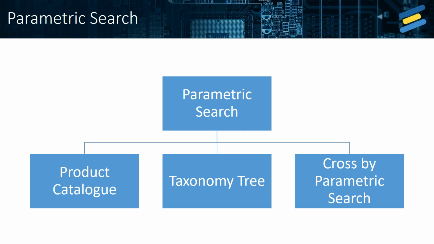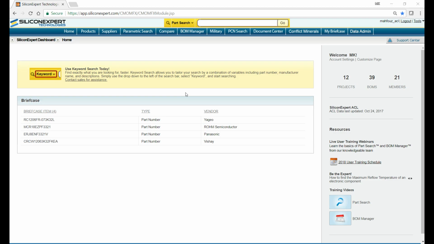Silicon Expert enables you to find parts parametrically, parts with certain technical specs, which is useful when you need to select and qualify new parts or find alternates to existing ones. There are 3 approaches to finding parts parametrically, either through the product catalog or through the Silicon Expert taxonomy tree or through the Silicon Expert cross by parametric page. One way of finding parts parametrically is to navigate and browse through the Silicon Expert product catalog to find your product line.